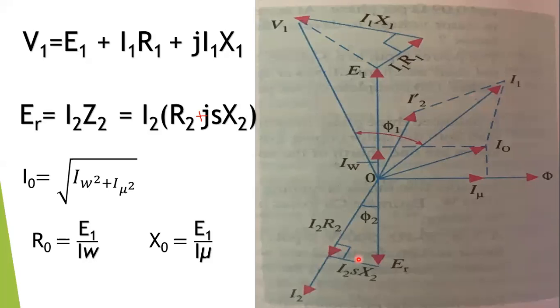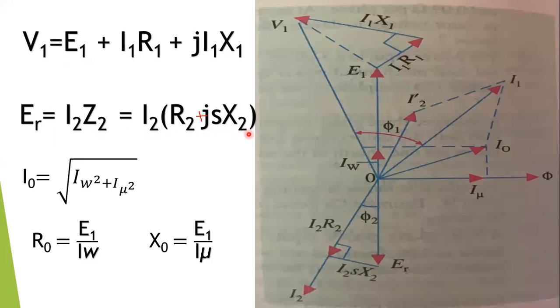So here I2, I2 dash, I0, I1, I mu, IW phasor diagrams are drawn. Next, see the secondary equation. ER is equal to I2Z2, that means I2R2 plus I2 into jX2. So ER is a combination of two voltages. First voltage is I2R2 and second voltage is I2X2.